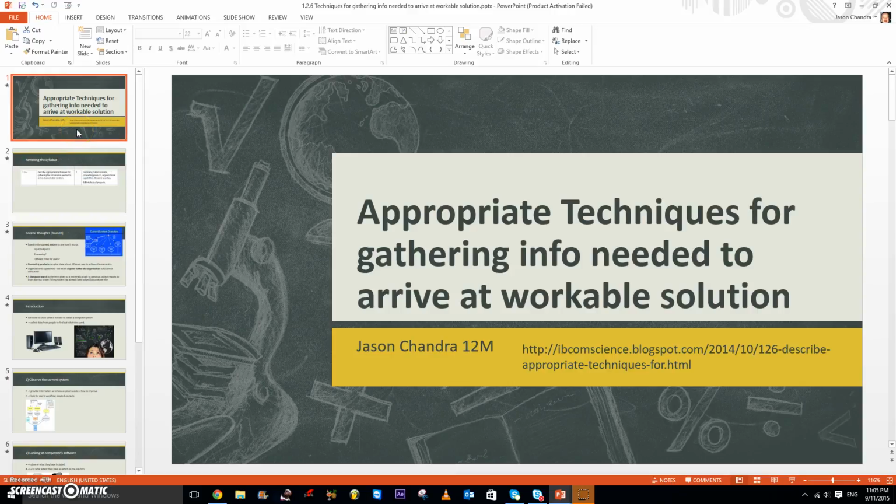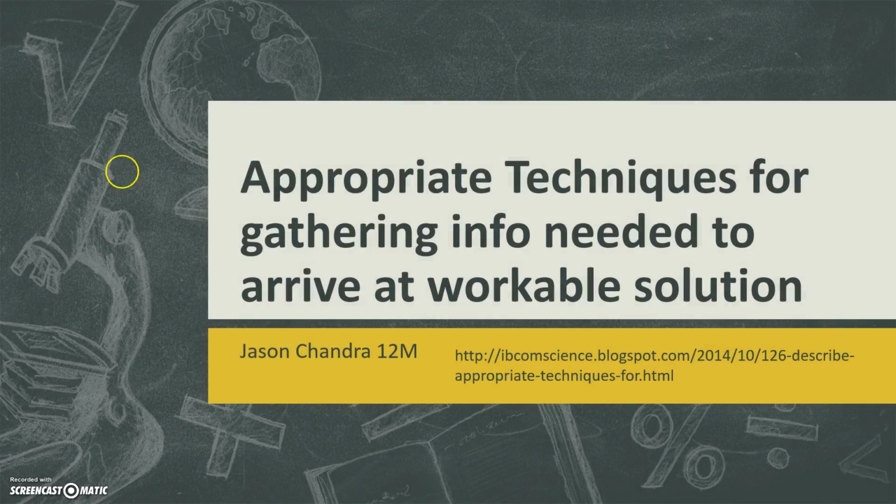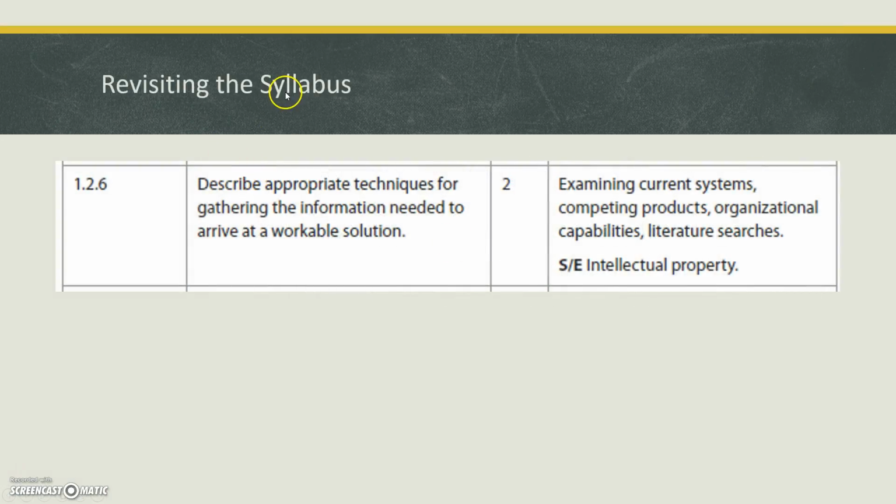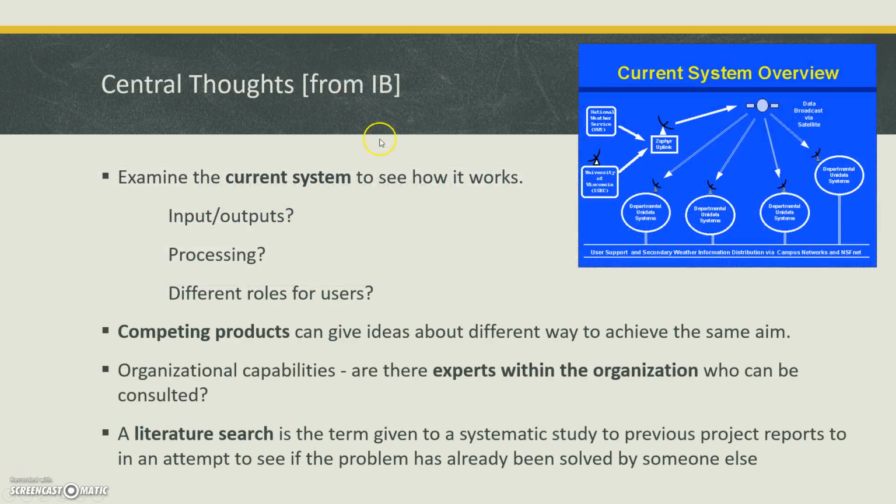Hello everyone, and this is a video tutorial on appropriate techniques for gathering info needed to arrive at a workable solution. So revisiting the syllabus, we have to examine current types, competing products, organizational capabilities, and literature searches. So the central thought is that we have to be able to examine the current system to see how it works. So what are the inputs and outputs?